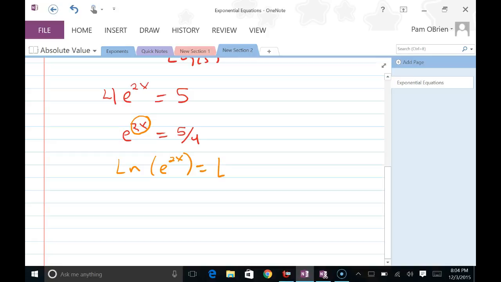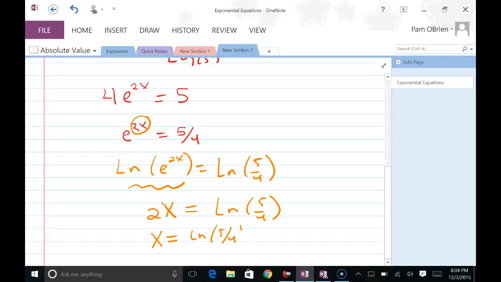So what I'm going to do right now is take the natural log of each side. And the beauty of this is that the ln of e to the 2x becomes 2x, because ln and e are inverses, and that equals the ln of 5/4. And now if I want to solve for x, I divide both sides by 2, and I get ln of 5/4 divided by 2.